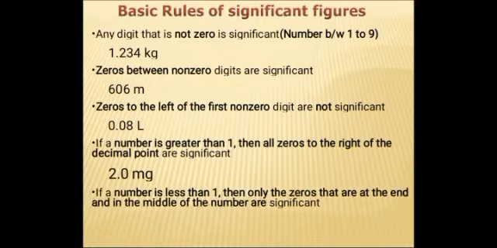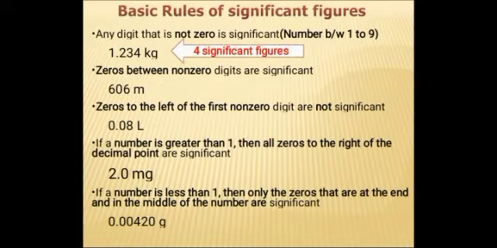Next is if a number is less than 1, it is opposite to the upper one. If the number is less than 1, then only the zeros that are at the end and in the middle are significant. Okay, for example 0.00420. Now you can see before the decimal there is 0, and it is less than 1. Like this, we cannot count the zeros on the left-hand side. So there are 3 significant figures.